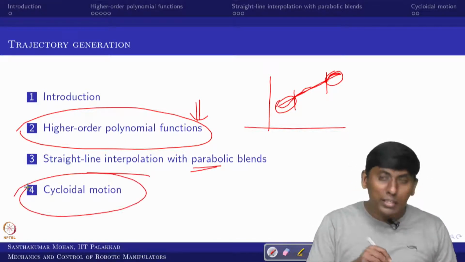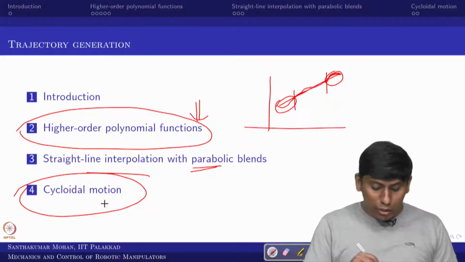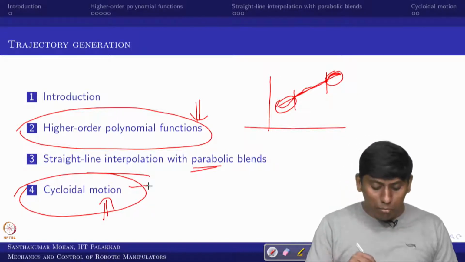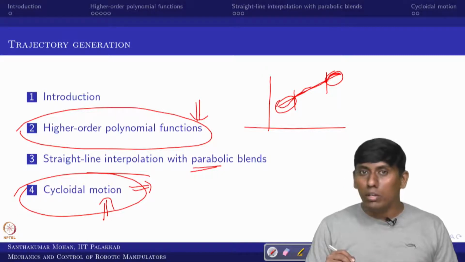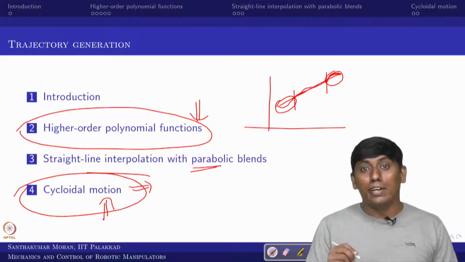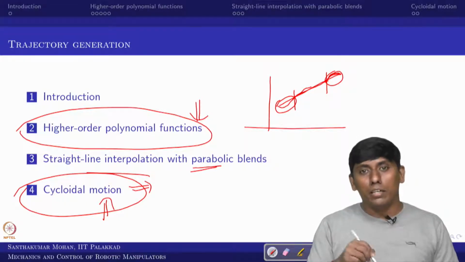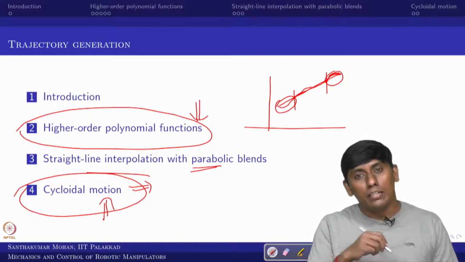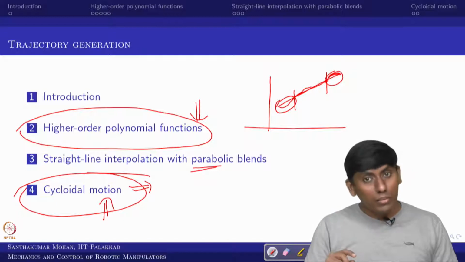And finally, we will see one interesting phenomenon called cycloidal motion, and how it can be used for trajectory generation, which is very common in most legged robots. In fact, for legged robots the cycloidal motion in both x and y is used, but for this particular robotic manipulator we would use the x displacement as the trajectory.